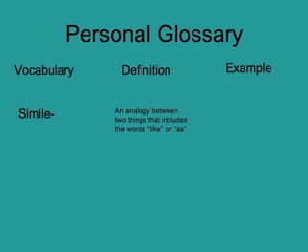Then they'll use classroom resources like dictionaries or the glossaries in their textbooks, or even any computers or technology that we have in the classroom at the time. They're going to be writing down definitions of each one of those terms. For example, for the word simile, a student might write: an analogy made between two things that includes the word like or as. And that'll be in the second of the three columns in their personal glossary.